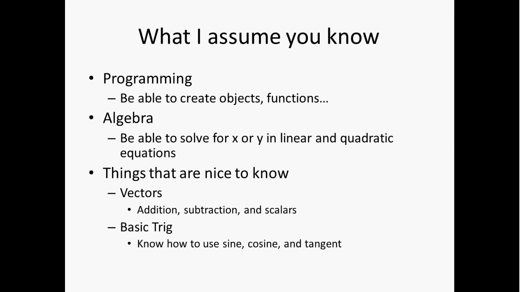Things that would be nice to know, things that will make your life a lot easier, would be vectors. Addition, subtraction, and scalar multiplication is all that you're going to need. No dot or cross products. You really don't need to do that if you don't want to. Also, trig. We will be dealing with circles. You can probably pull it off without trig, but trig will make your life easier.